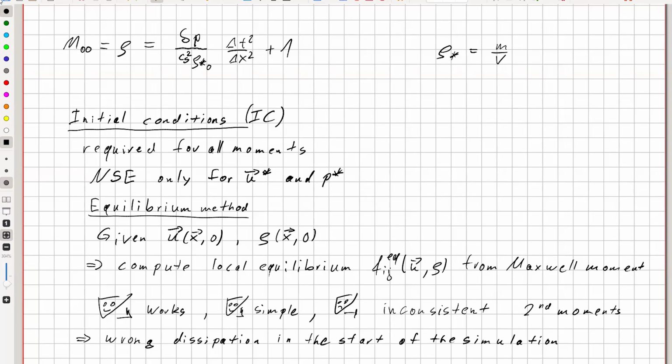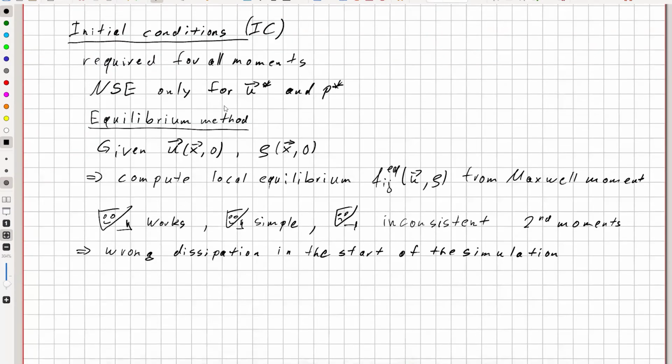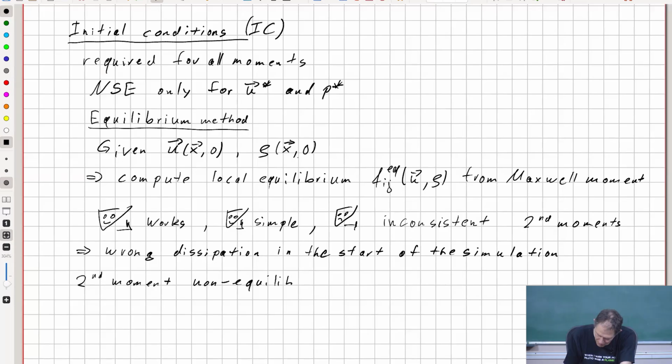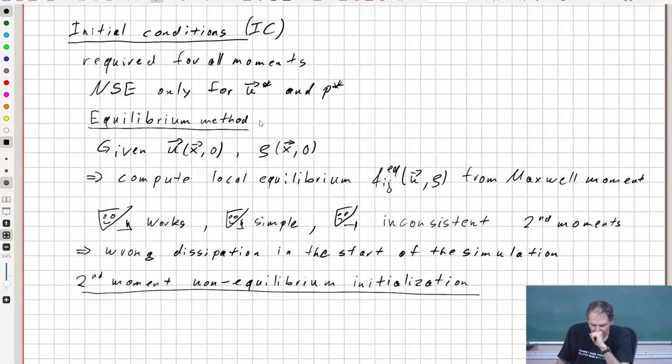So, therefore, you would like to use second moment non-equilibrium initialization. Okay, let's remind us.